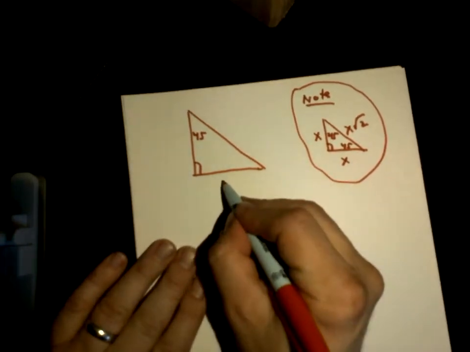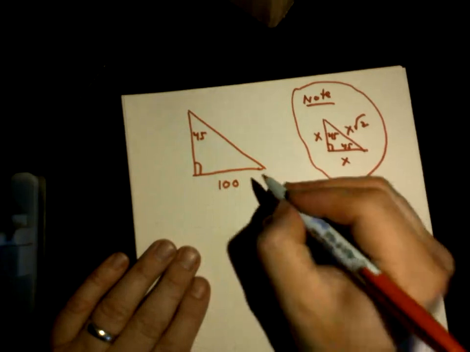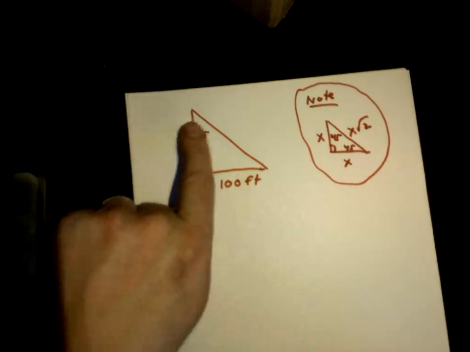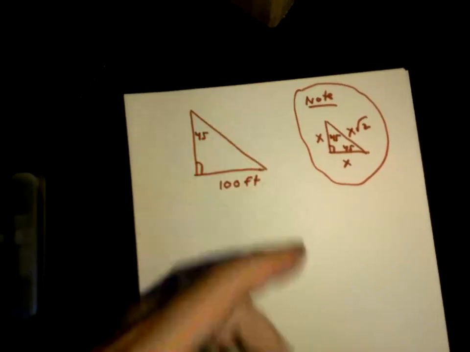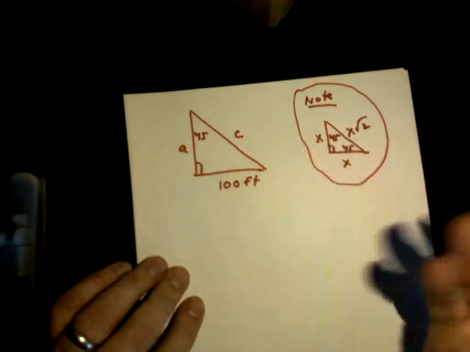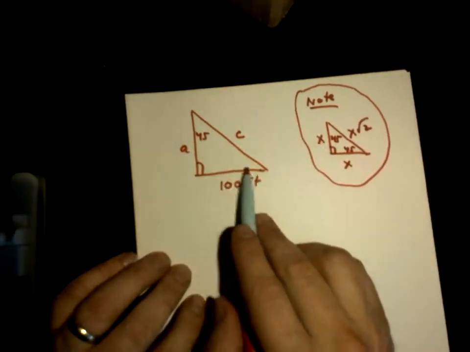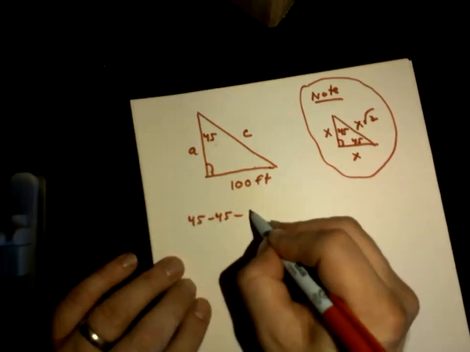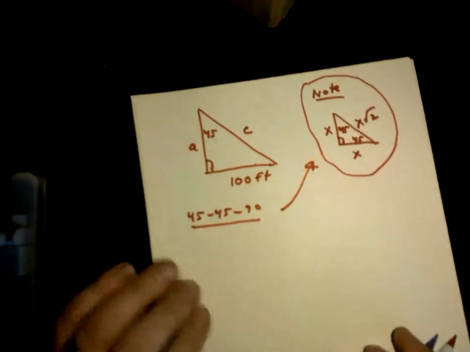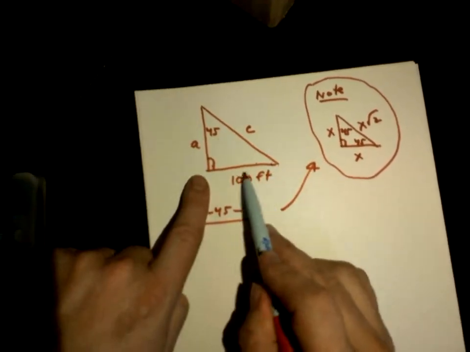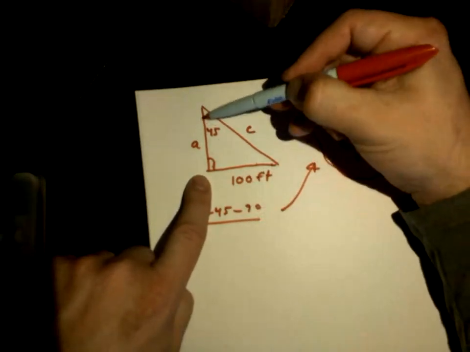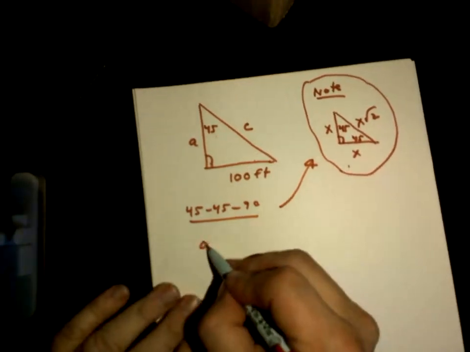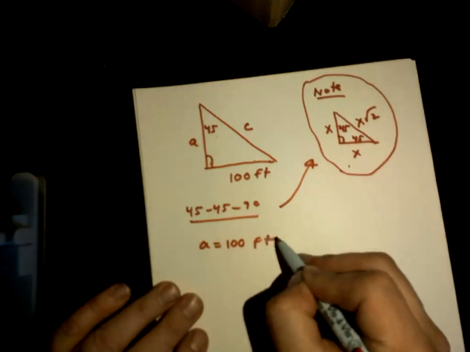So I'm going to say, hey, why don't we let this be 100? Let's make this be 100 feet. I want you to figure out the rest of the sides. Call this A, call this C if you really want to. So if this is a 45, 45, 90, you're going to use that guy up there. Well, if this side is 100 feet, isn't A going to be 100 feet also by this definition? Yeah. So A, by definition, is also 100 feet.